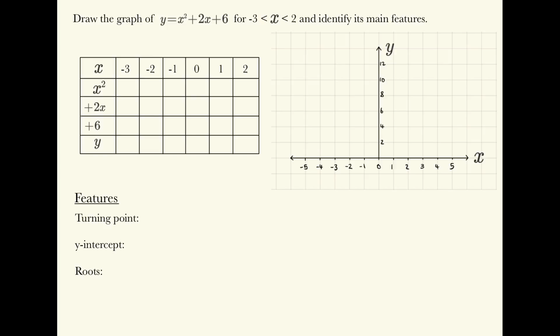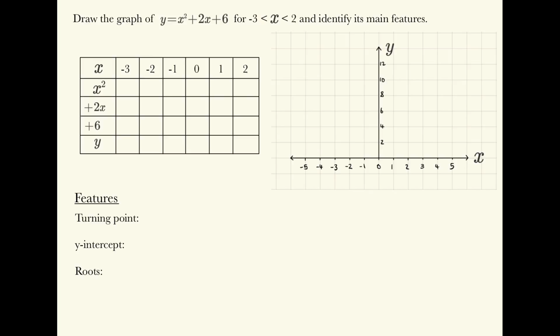So it's the same as just having x, y, but because we have a quadratic with multiple terms, it's just easier to separate them all out and then find out what they're all equal to down the bottom for each x value. All right, so after that, we're going to identify its main features. The main features are the turning point, the y-intercept, and the roots, which are the x values, the x-intercepts. All right, let's go ahead and start.